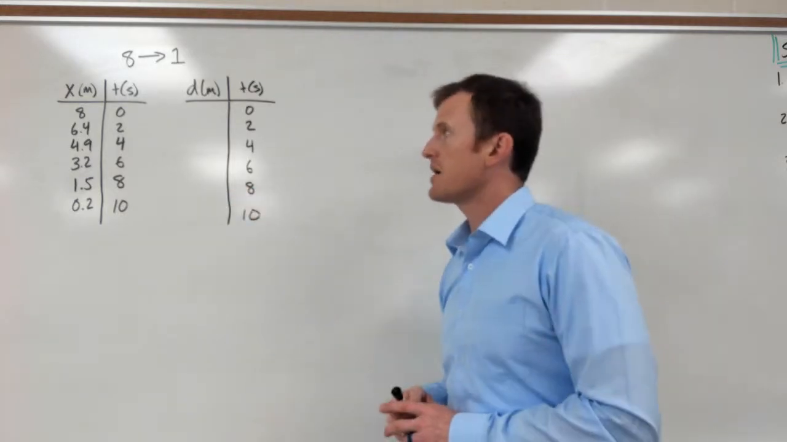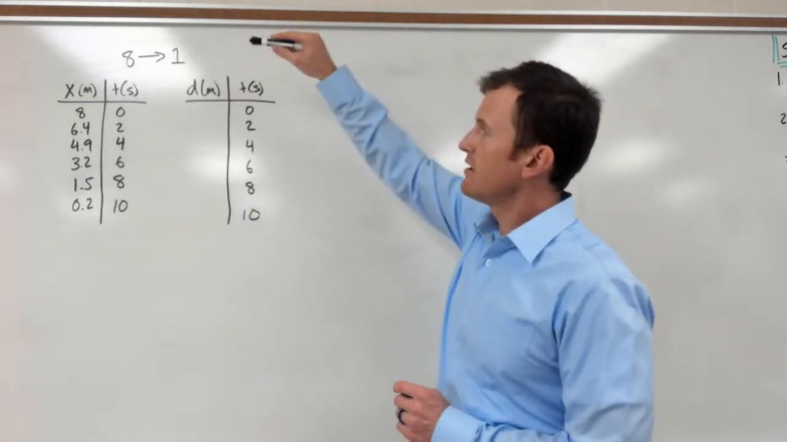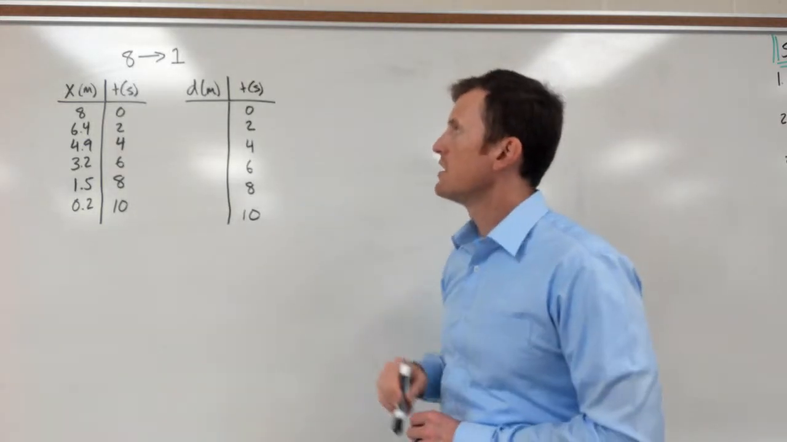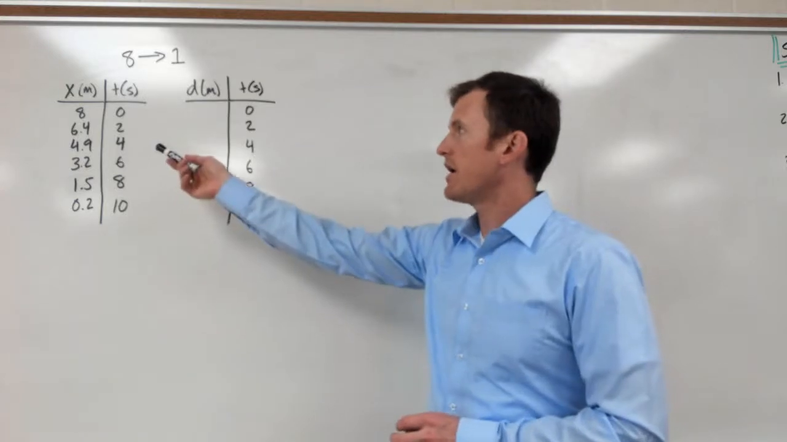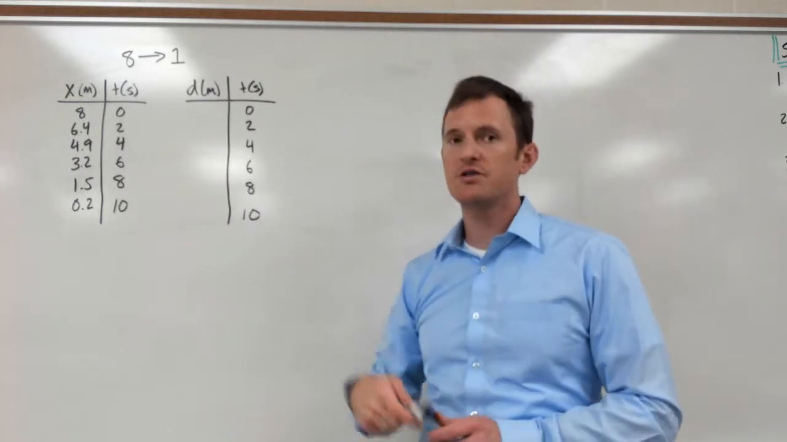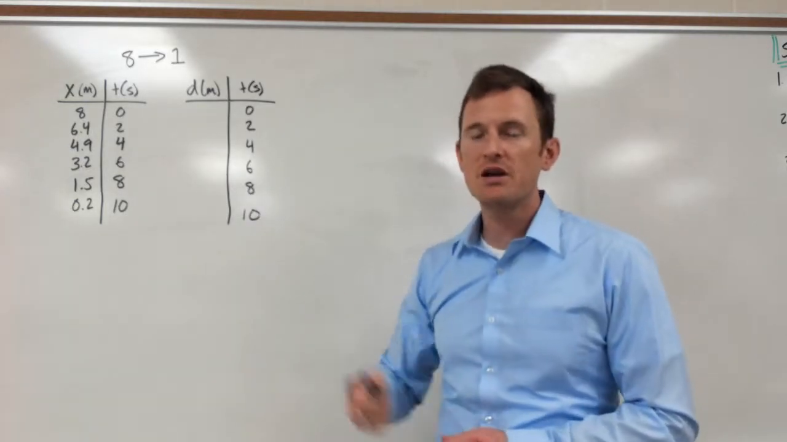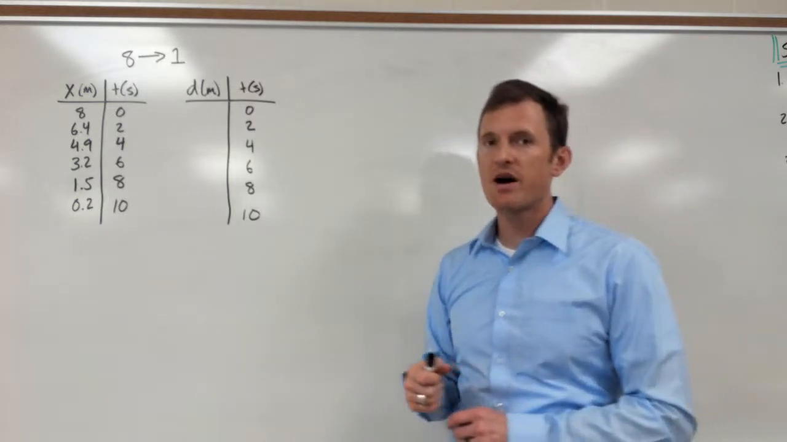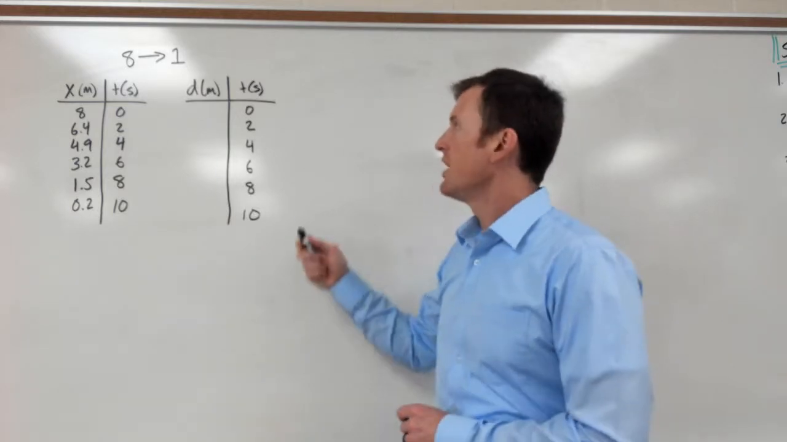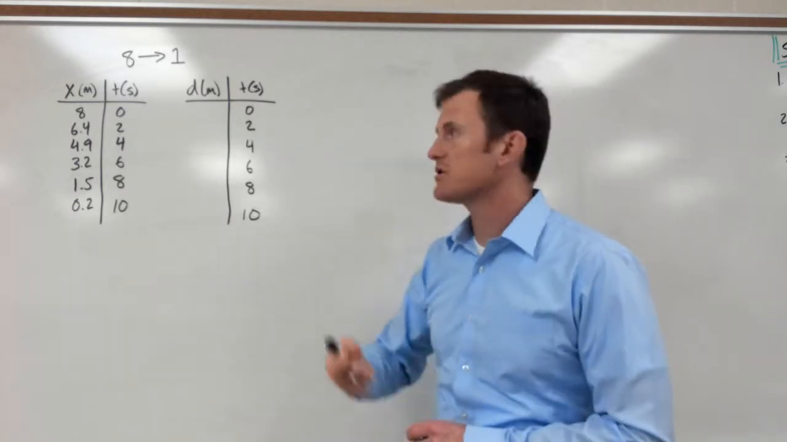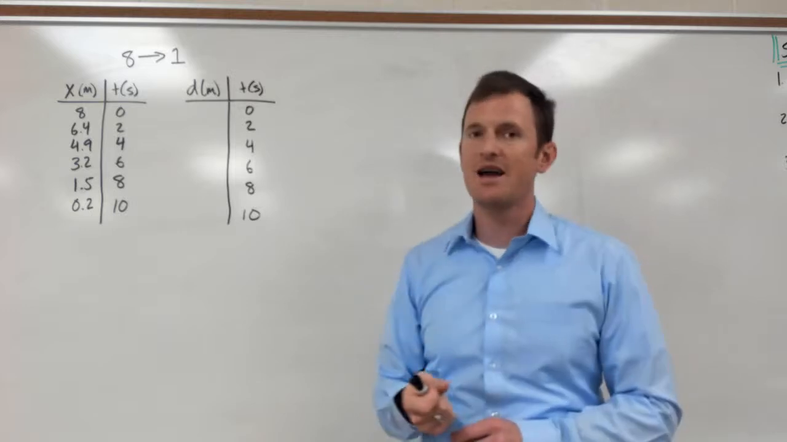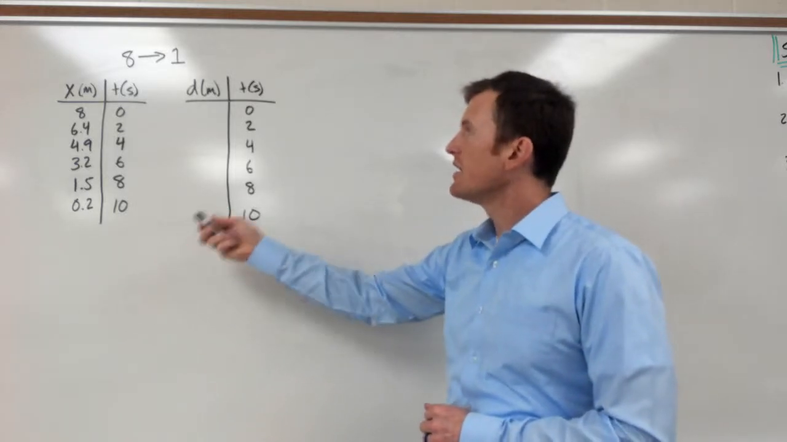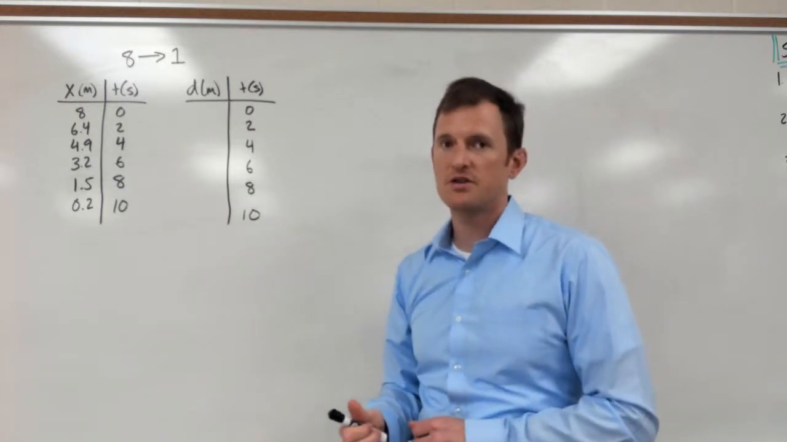You can see from my table that I started at position equals 8 and headed towards position equals 1. My position versus time table shows that my position is measured in meters and my time is measured in seconds. Over here you will see I have my distance versus time table, and it is also measured in meters versus time in seconds. Okay, so now we're going to take our position versus time data and turn it into distance versus time data.